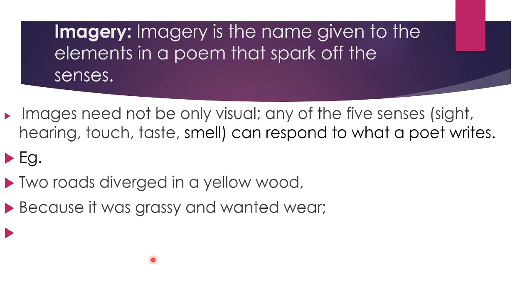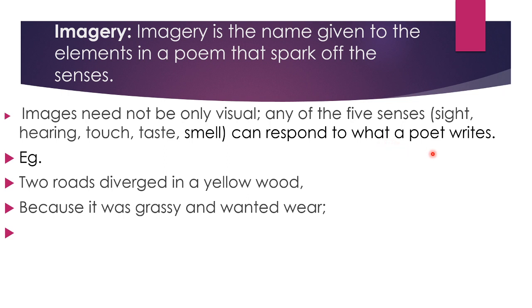Now next is imagery. Imagery is the name given to the elements in a poem that spark off your senses. So any line that sparks your imagination, gives you a visual, or you are able to feel it, that is imagery. Images need not only be visual; any of the five senses, sight, hearing, touch, taste, smell, can respond to what the poet writes. So that creates the imagery.